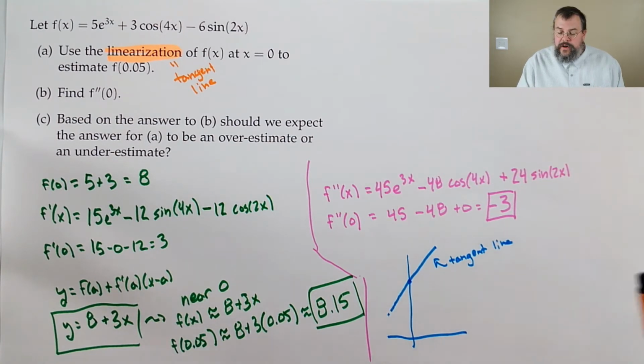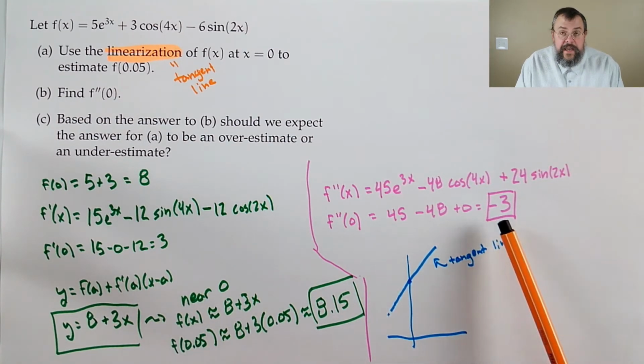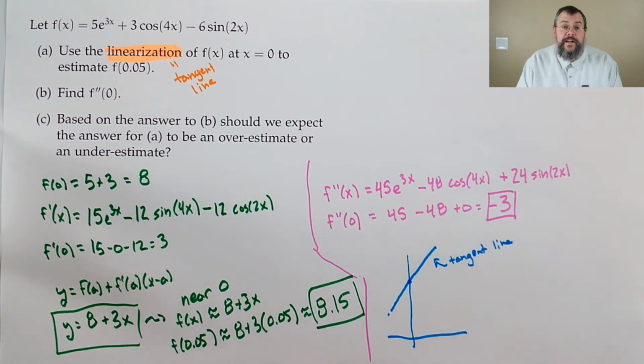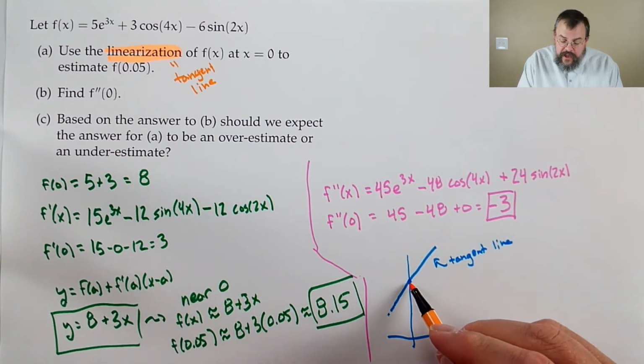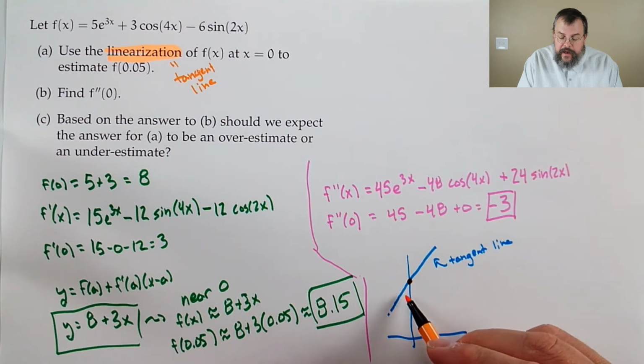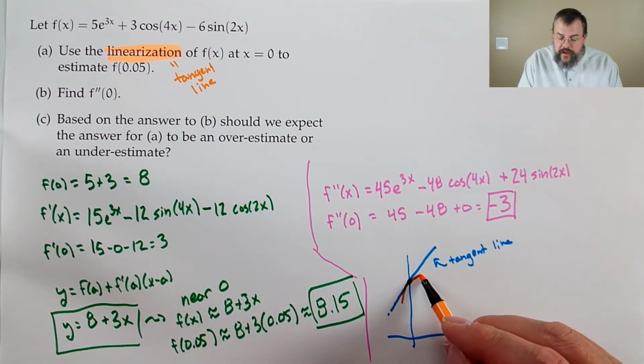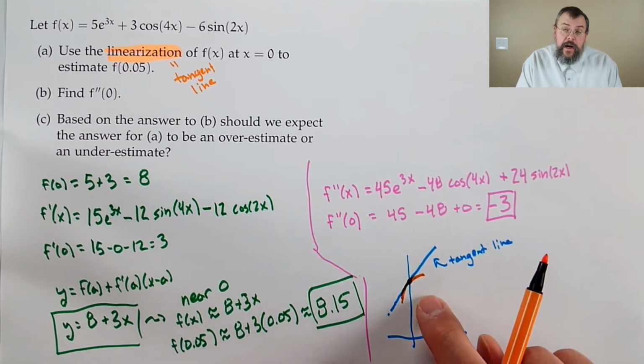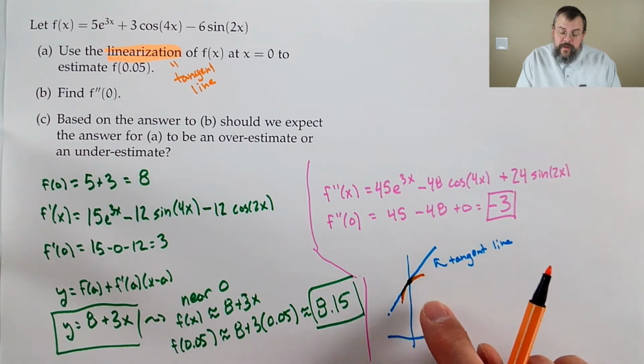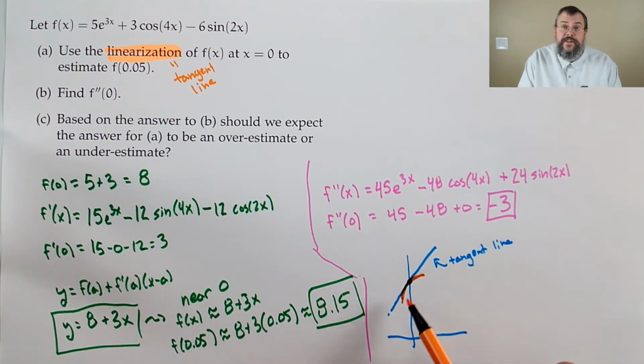Well, that's where the second derivative comes into play. It's negative. A negative second derivative says that from the point of tangency, which is this point right here, I'm going to be going underneath. So nearby 0, I should be underneath this tangent line.